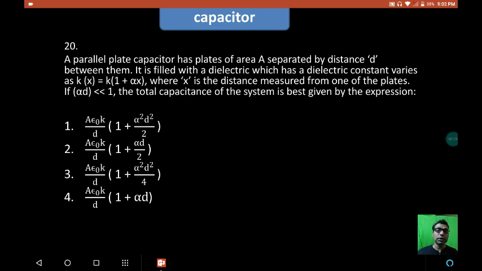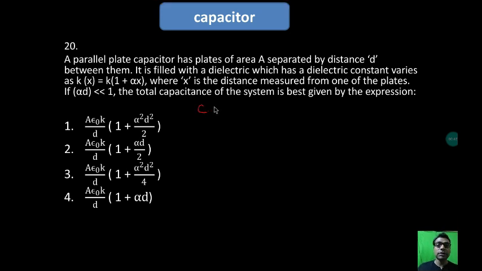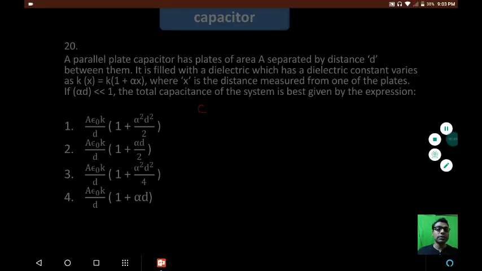So in this question the dielectric is varying from one plate to the second plate. How is it varying? By K1 plus alpha x. If x is increasing, the K is increasing. We know the capacitance value C, what is the value of capacitance?